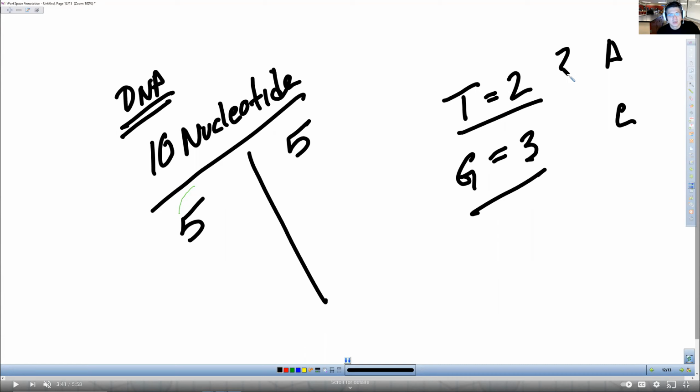So that's the question, right? If you know that there's a DNA molecule, and you know that the DNA molecule has 2 nucleotides with thymine and 3 nucleotides with guanine, how many adenines and cytosines will it have? 2 adenines. 2 adenines, very good, because if there's 2 thymines, then there's got to be 2 adenines. And then how many guanines? 3. 3, exactly. Very good, right?